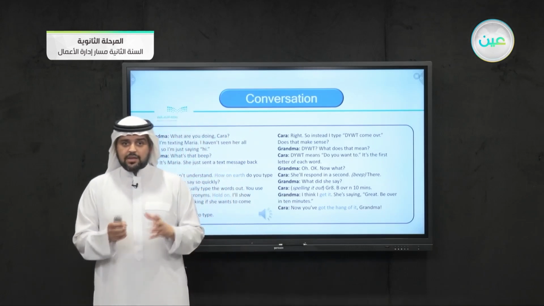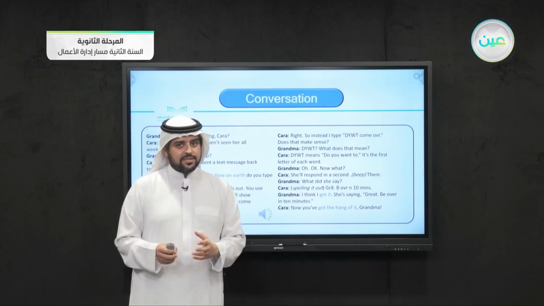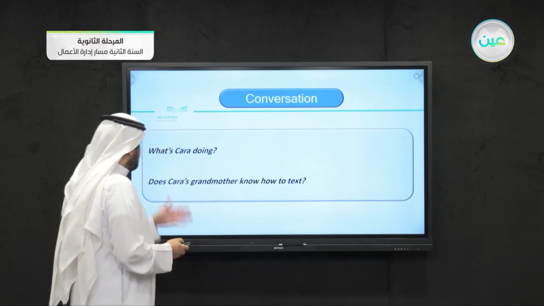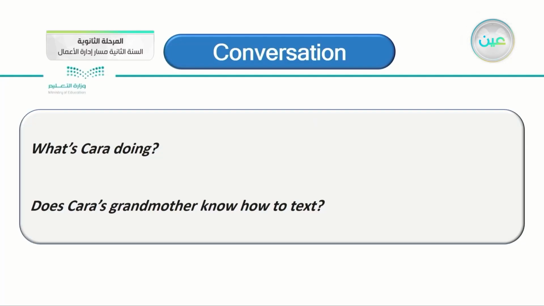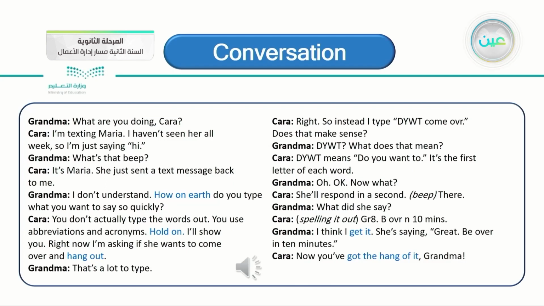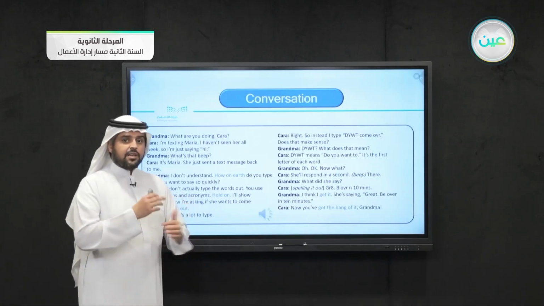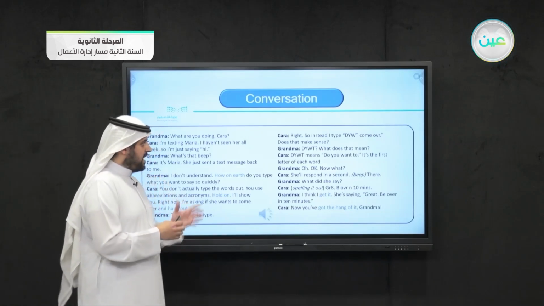So, did the grandma learn how to use abbreviations and acronyms? Yes, she did. So, what's Kara doing? Yes, she's texting her friend Maria. The second question, does Kara's grandmother know how to text? In the beginning, does she know how to text? No, she doesn't. So let's listen again to the conversation now and try to focus on how did the grandma learn how to use the abbreviations and the acronyms.